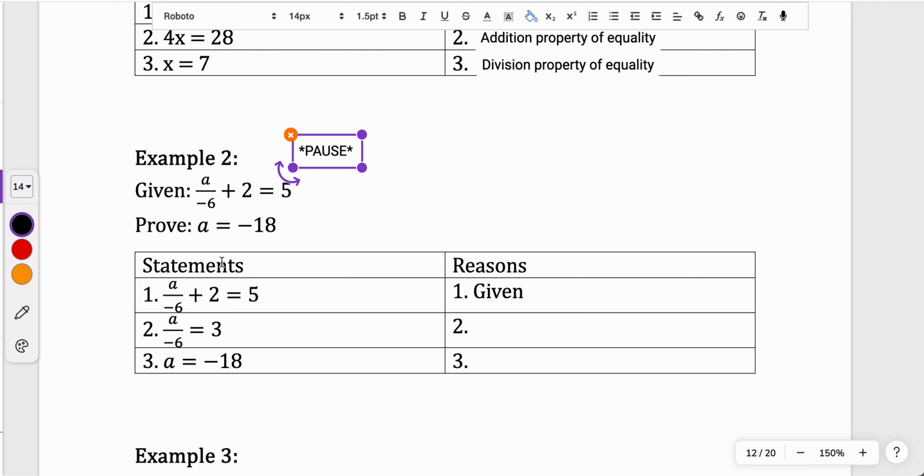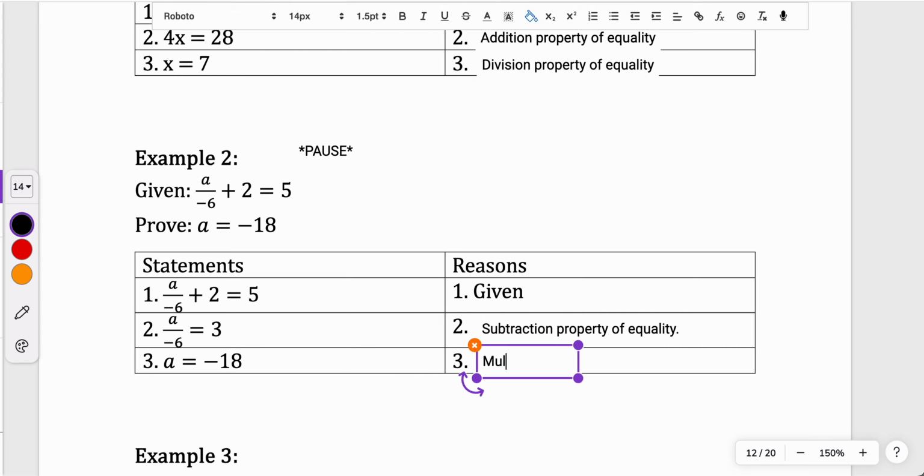All right, for my given statement, I have a divided by -6 plus 2 is equal to 5, so that would be statement 1 and reason 1. Statement 2, I'm switching now from a divided by 6 is equal to 3. I got there because I subtracted 2 on both sides, so this would be the subtraction property of equality, okay? And then to go from statement 2 to statement 3, it looks like I multiplied both sides by -6, so this would be the multiplication property of equality, okay?